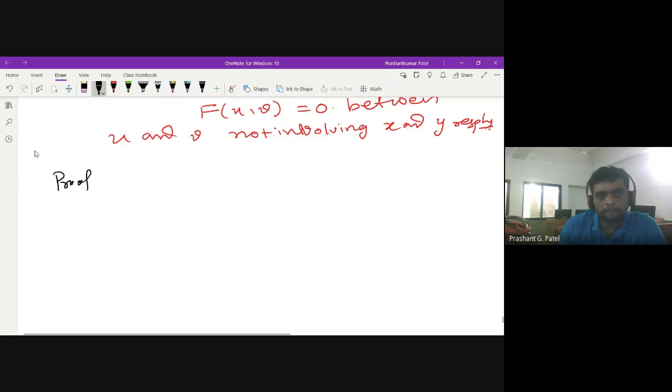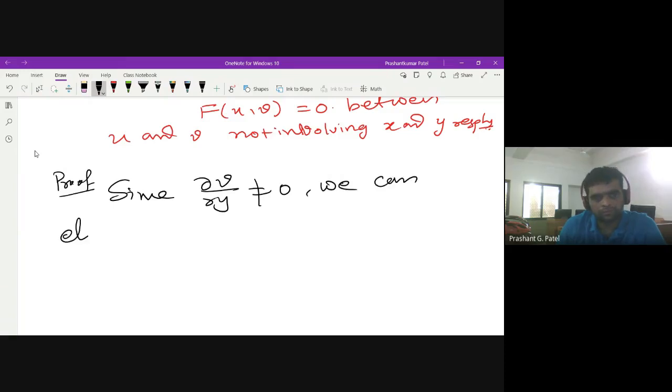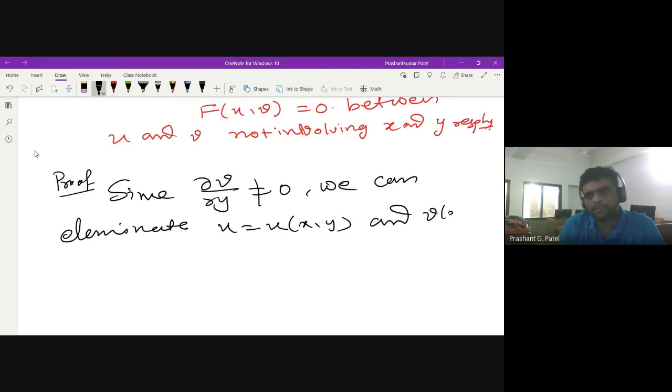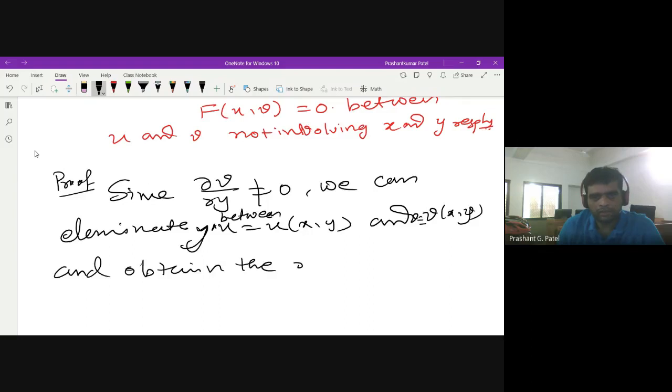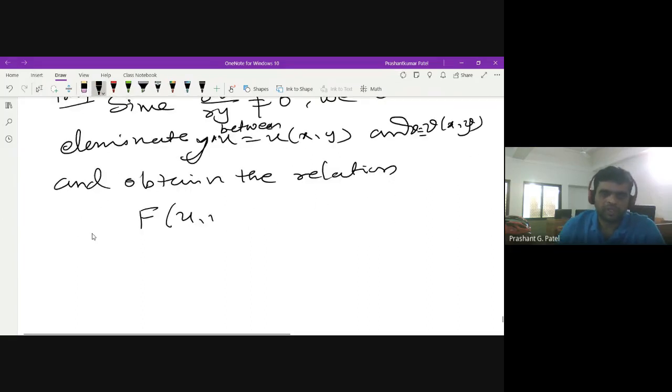So to prove this, since it is given that ∂v/∂y is non-zero, we can eliminate y between u = u(x,y) and v = v(x,y), and obtain the relation, that is capital F of u, v, x equal to 0.